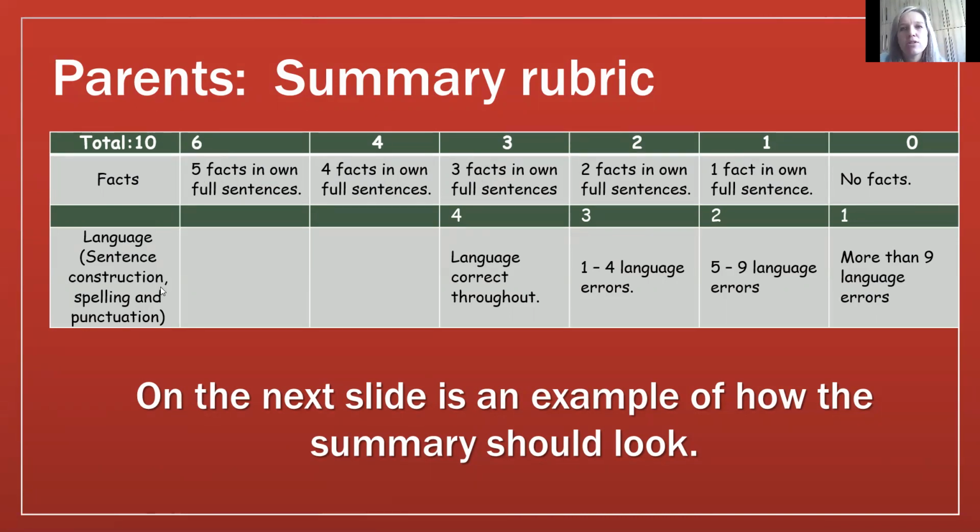And then the language, sentence construction, spelling, and punctuation. If they have everything correct, give them 4 marks. 1 to 4 language or spelling errors or whatever, 3. 5 to 9, 2. More than 9, just 1.